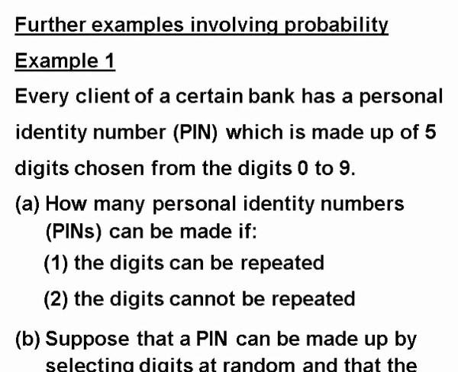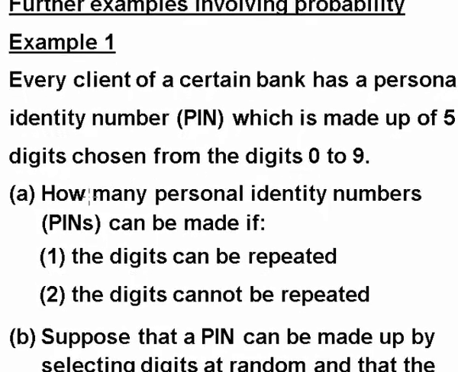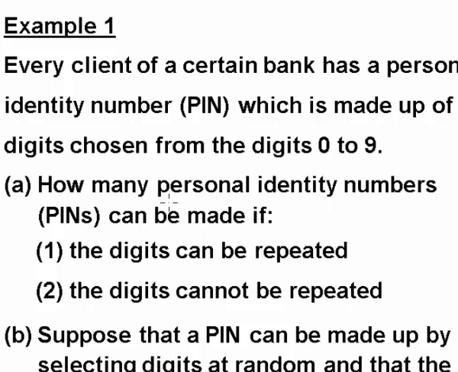Okay, let's look at some further examples, but now let's bring in probability. Look at this example. Every client of a certain bank has a personal identity number referred to as a PIN code, which is made up of 5 digits chosen from the digits 0 to 9. There's 10 of them. If you go from 0 to 9, it'll be the 9 and the 0, which makes up 10. How many personal identity numbers or PIN codes can be made if the digits can be repeated or if they cannot be repeated?